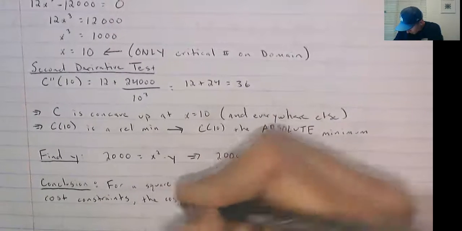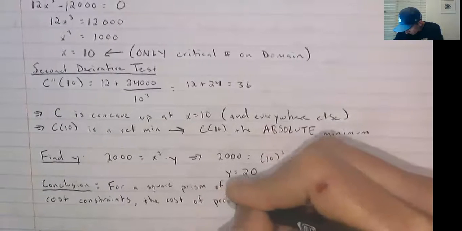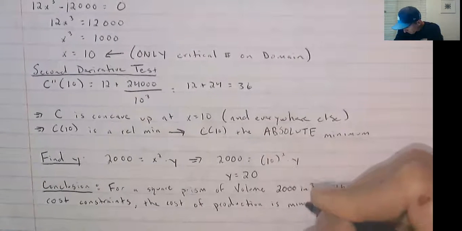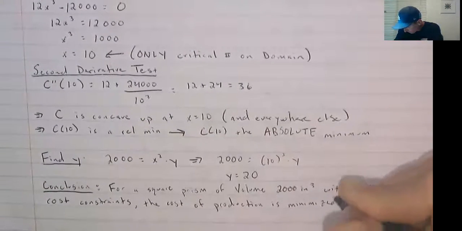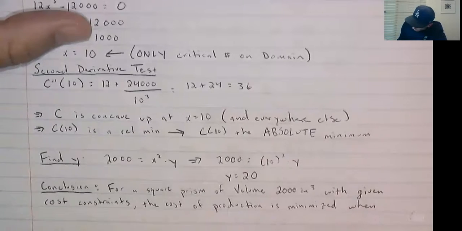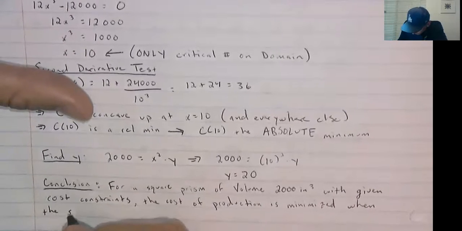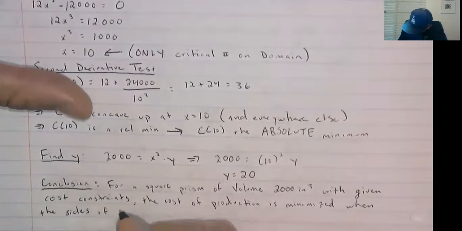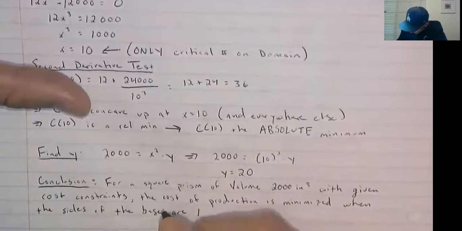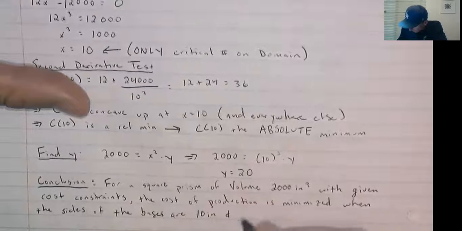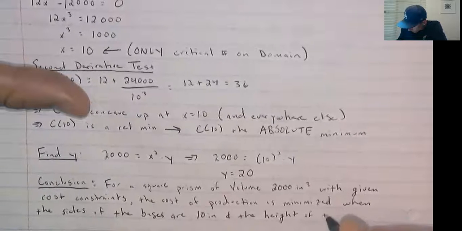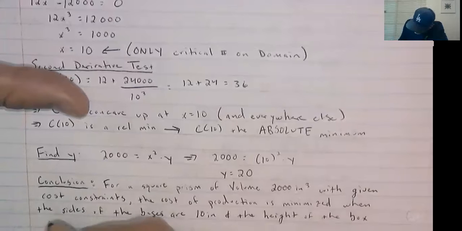The cost of production is minimized when the sides of the base are 10 inches, and the height of the box is 20 inches.